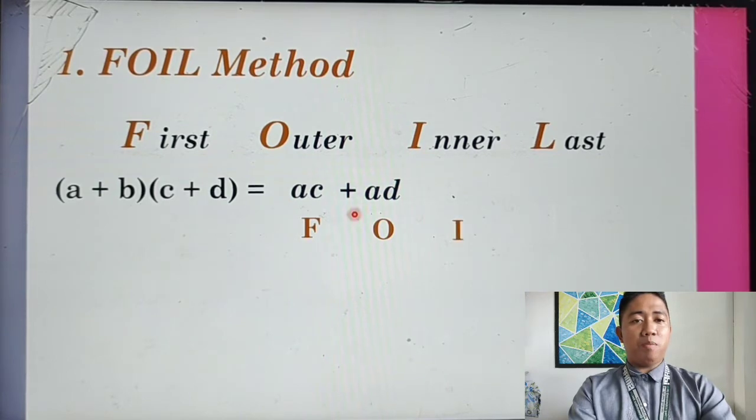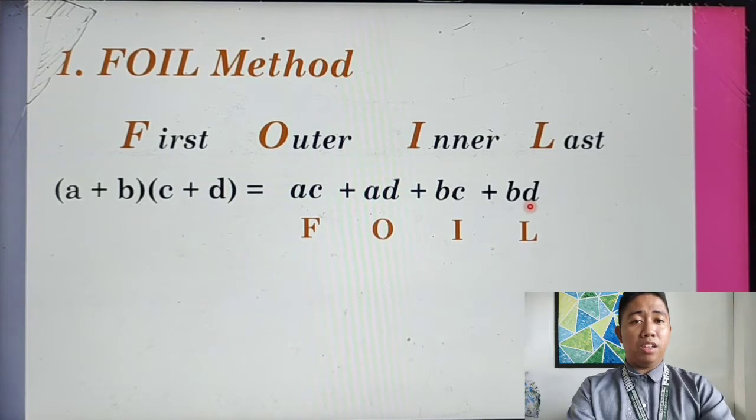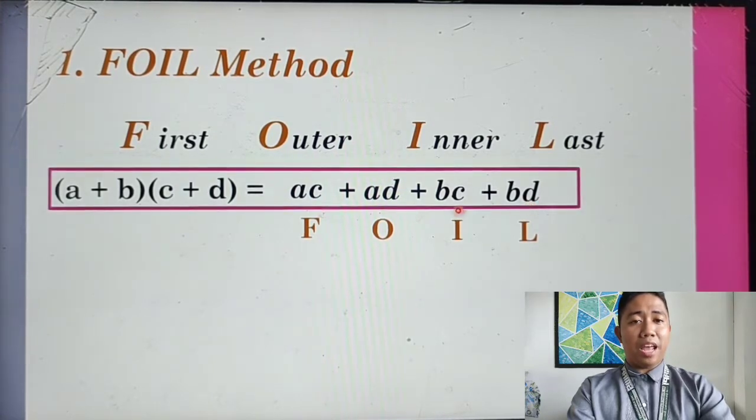Next, we have the inner terms, which stands for the letter I. In the middle portion of the product of two binomials, we take the last term of the first binomial and the first term of the second binomial, which is B times C. The last terms, which stand for the letter L, are the last terms of every factor, B and D. B times D is BD. So that is the formula for the FOIL method: AC plus AD plus BC plus BD.